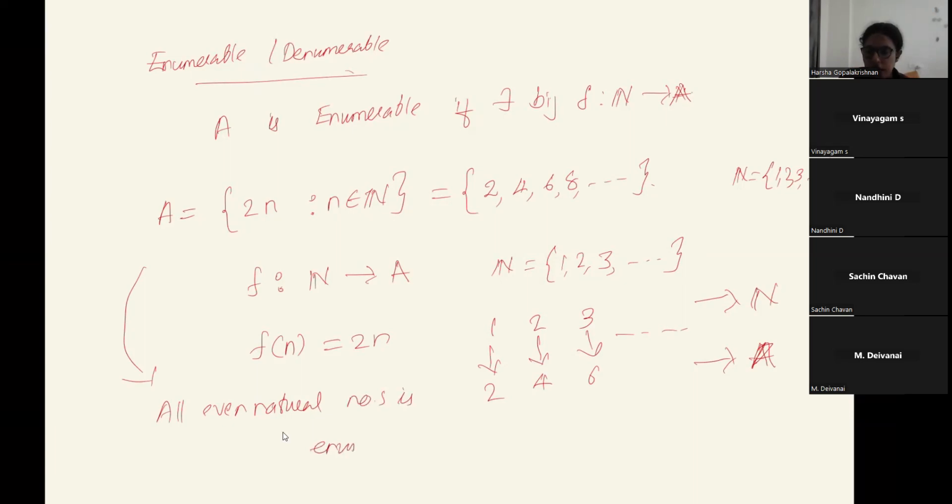This is enumerable. Also we can say it is countable. Countable means either enumerable or finite, right? Either finite or enumerable. Here it is enumerable, so it implies it is countable also.